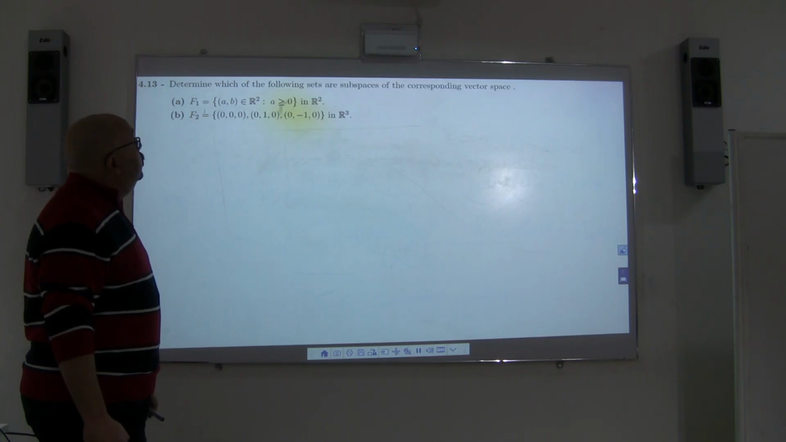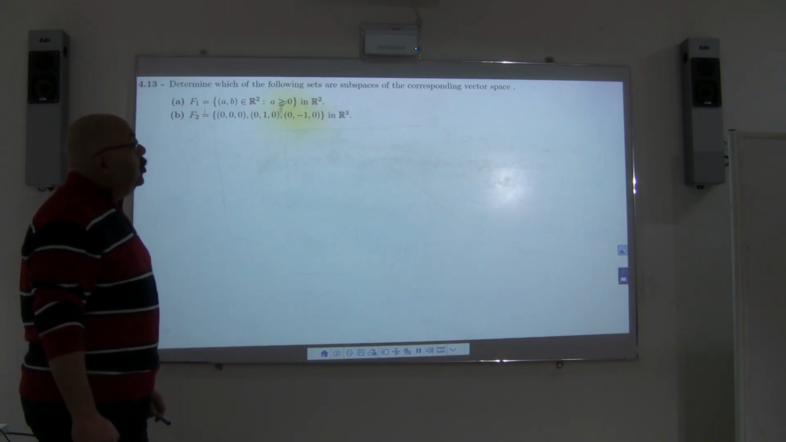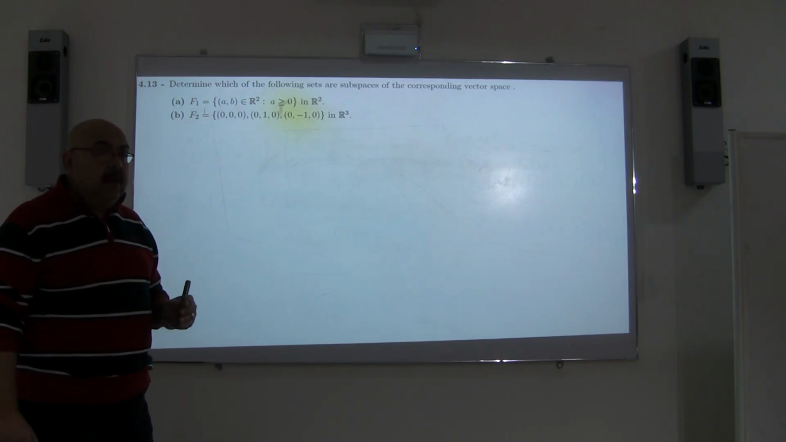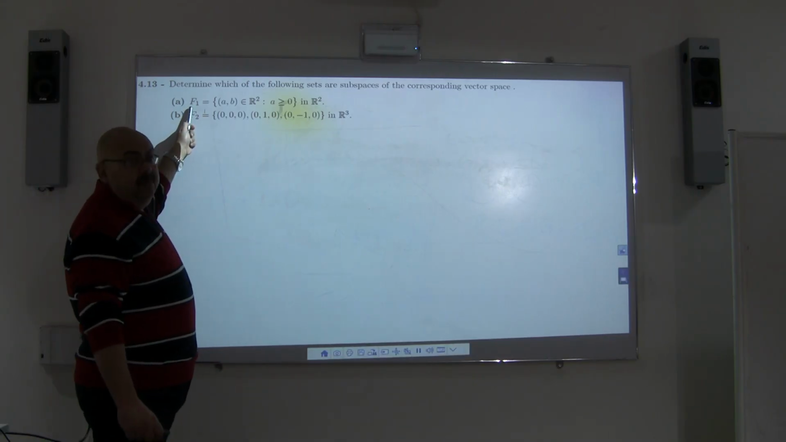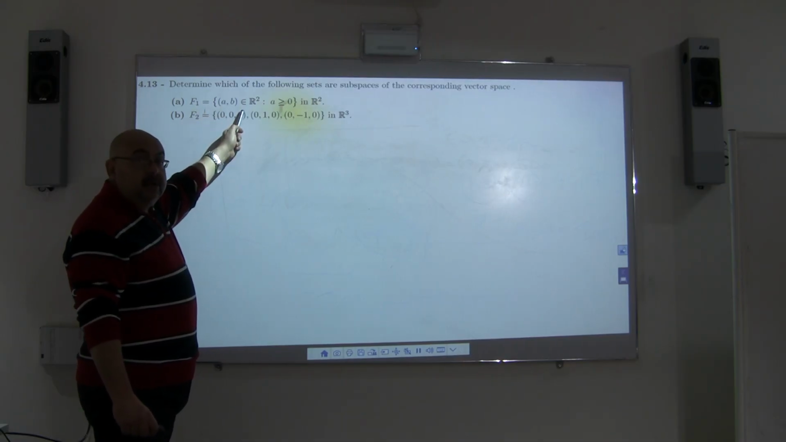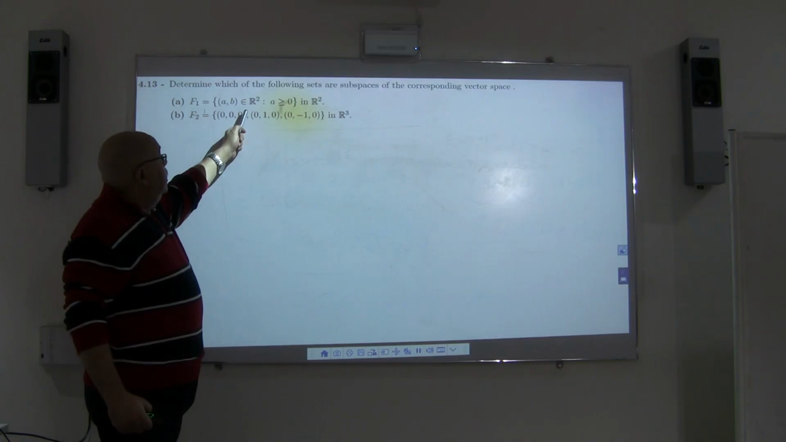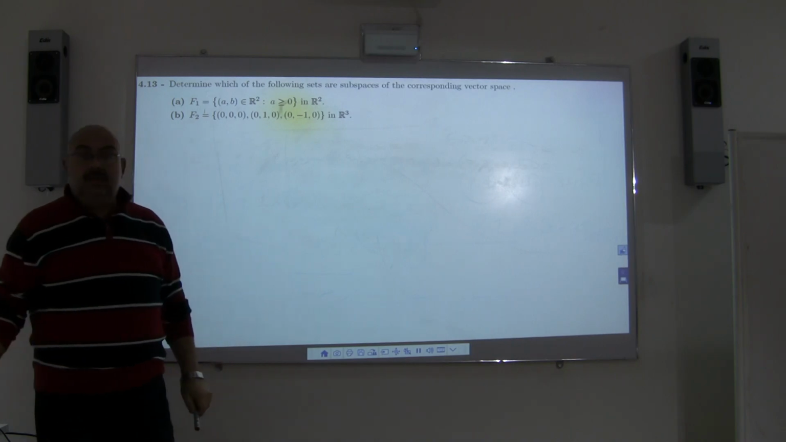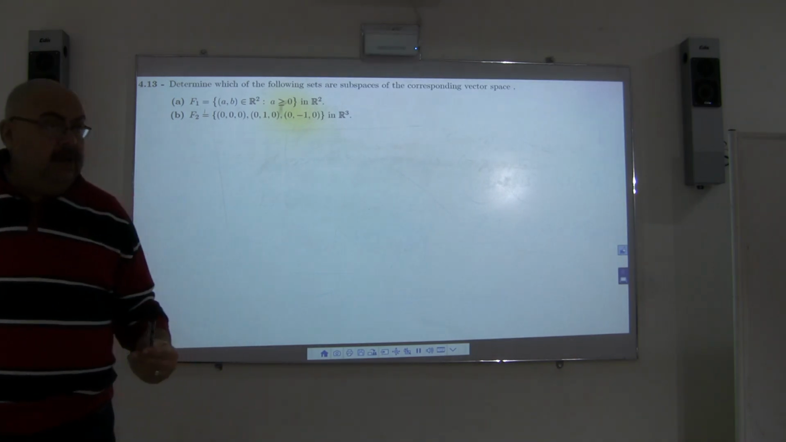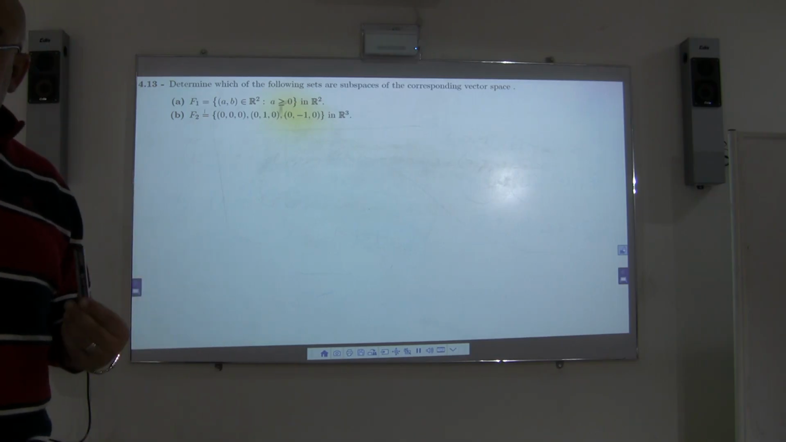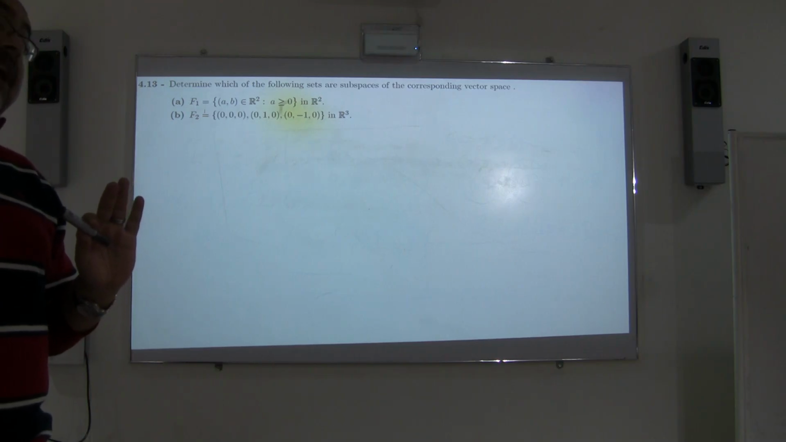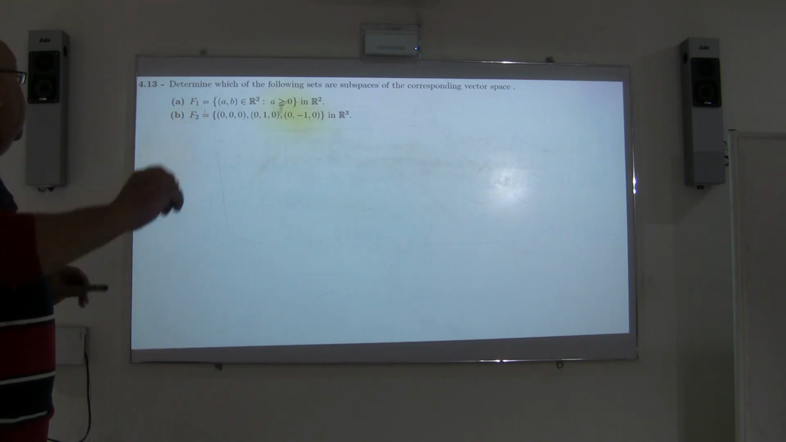Here it says determine which of the following sets are subspaces of the corresponding vector space. Please think. This set F1, which is the set of all vectors A and B, belongs to R squared. What's the description of A and B? The description is that A is greater than or equal to 0. Does this represent a subspace of R2? Why? Because there is an origin, A and B equal to 0.